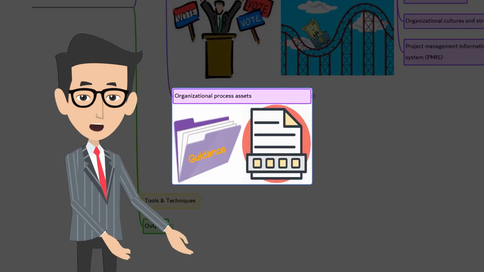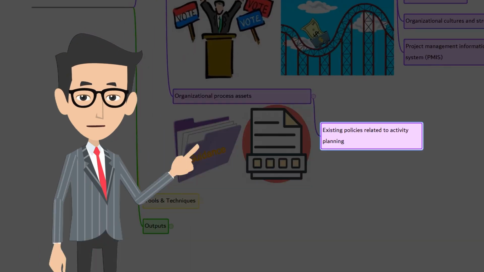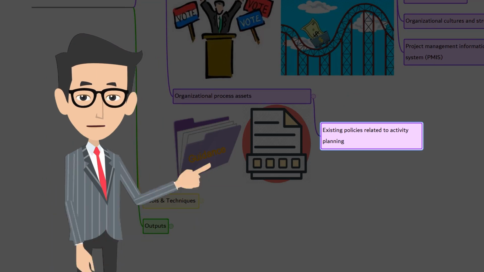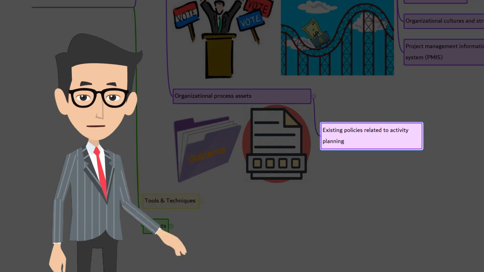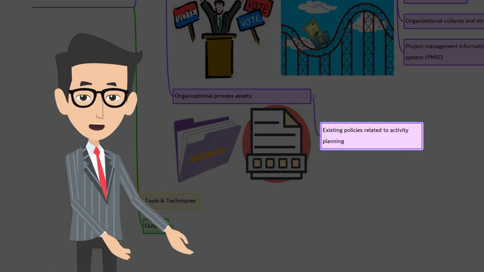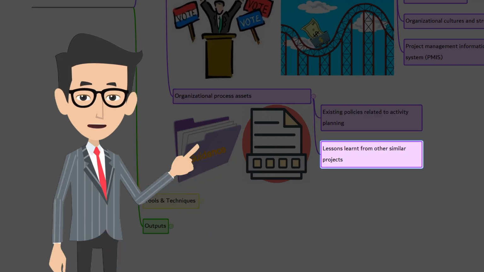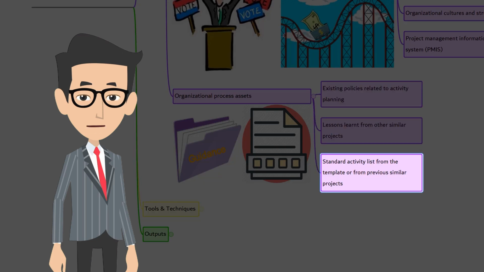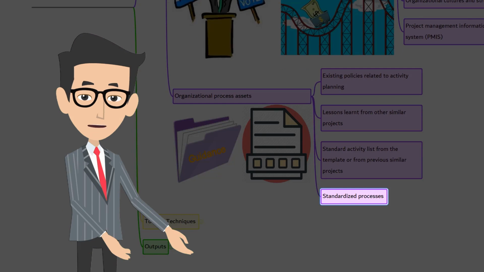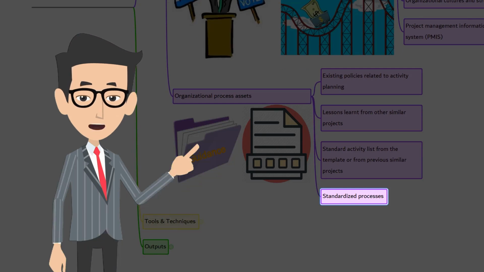All right, the next input is organizational process assets. Existing formal and informal activity planning related policies, procedures, and guidelines, such as the scheduling methodology, that are considered in developing the activity definition; a lessons learned repository containing historical information regarding activity lists used by previous similar projects; templates that contain a standard activity list or a portion of an activity list from a previous project; and standardized processes. These are some of the organizational process assets that are used as inputs.